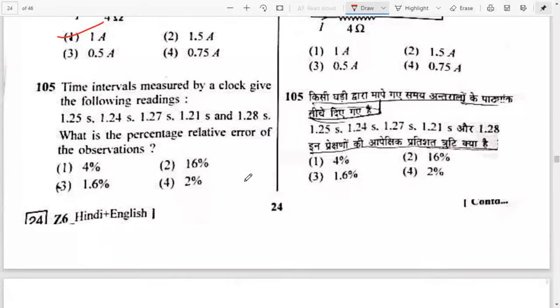Next, question number 105. Time intervals measured by a clock give the following readings: 1.25 seconds, 1.24 seconds, 1.27, 1.21 and 1.28. What is the percentage relative error of the observations? It is a simple calculation, students. Just add all of these, divide by 5, and the average you are going to get is 1.25. Then find the deviation of each one, and you are going to get 1.6%. That is, the relative error is 1.6%. Option number 3 is the correct option, students.